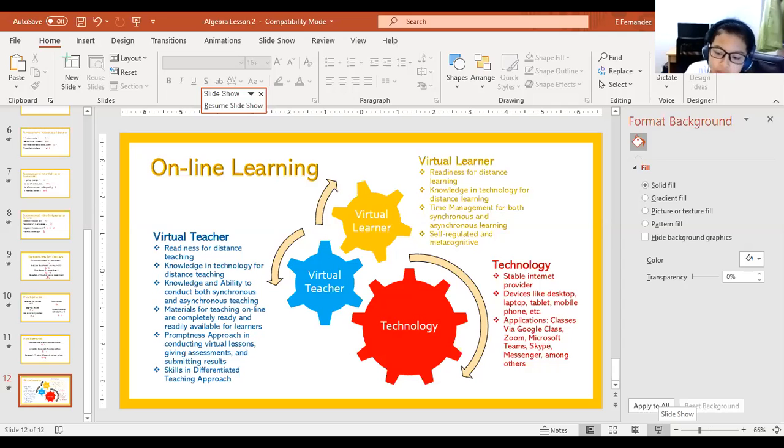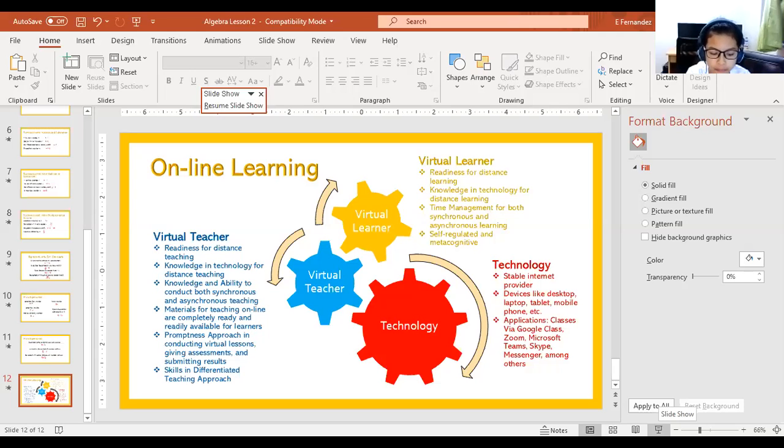With technology, the first thing is, in order for online learning to really exist, there should be a stable internet provider. You actually need internet to do online learning, and not simply any internet, it should be a stable internet. Because if the internet is not so good, maybe the online learning will not really exist. Second, you need devices like desktop, laptop, tablet, or mobile phones, or any other device that can access internet. And of course you will need the applications. In your case in Ateneo, you use Zoom for your live class, and then you use Google Classroom for the lessons to be uploaded in the website. So that's it for technology.